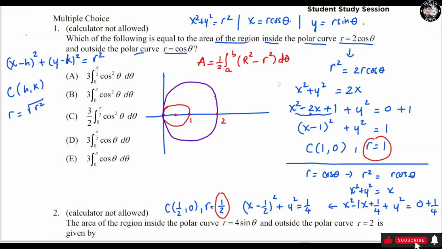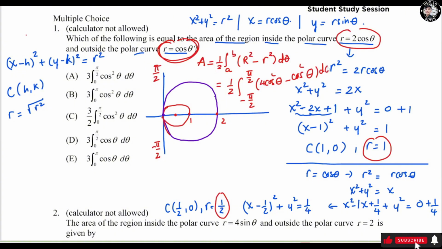Now the outer radius is going to be this one right here, right? The inner one is going to be this one right here, right? Now remember that both circles right here trace from negative pi over 2 to pi over 2, right? So it's going to be 1/2 integral from negative pi over 2 to pi over 2 of this guy squared, which is 4 cosine squared theta, right?